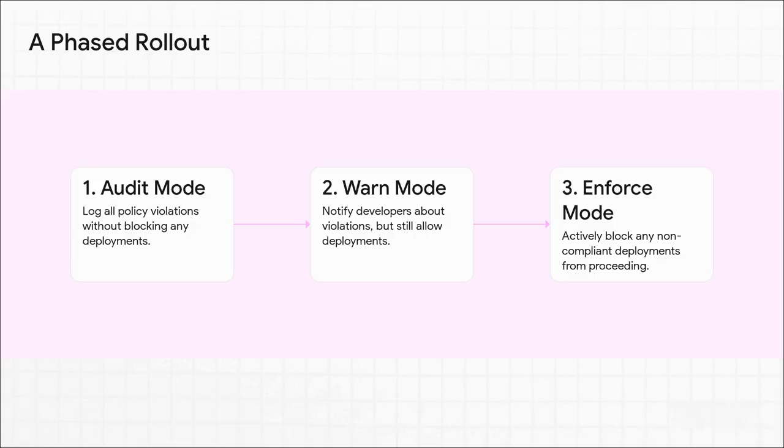Then you move to warn mode. Now the pipeline starts flagging violations and notifying developers, but it still lets the deployment go through. This gets everyone used to the new rules, and finally, once everyone's ready, you flip the switch to enforce mode and start blocking those non-compliant changes for real. It's a safe, gradual way to get to a fully governed environment.